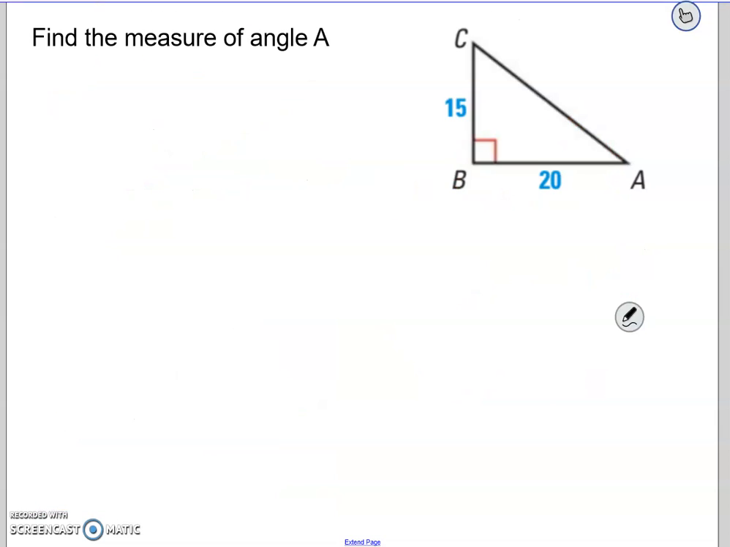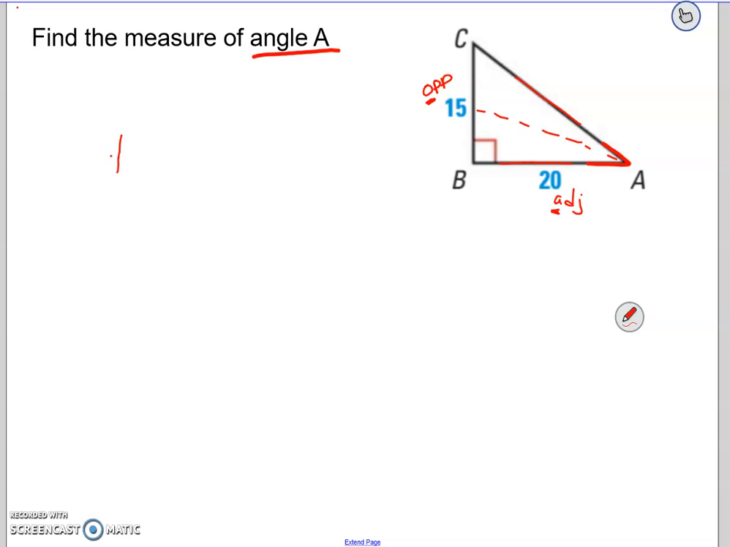Let's try another one on the next page. Here we're trying to find the measure of angle A, okay? So that means the measure of angle A is my reference angle. And thinking through those steps that we talked about before, what sides do I know about? Well, this is the hypotenuse. I don't have that one, but I do have the opposite side, and I do have the adjacent side here. And if I think through SOH CAH TOA, the one that uses O and A is tangent.